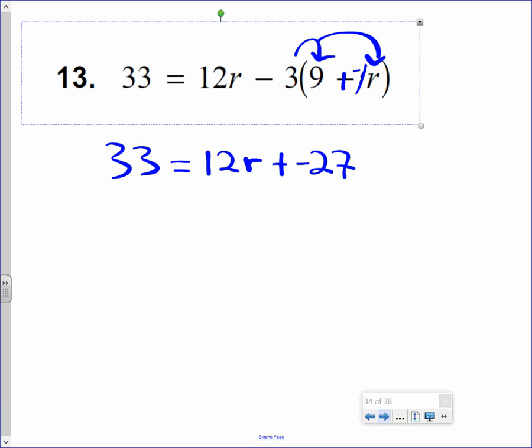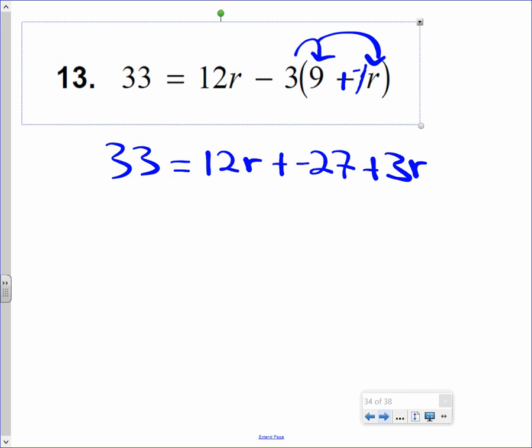Negative 3 times negative 1 is going to be a positive 3r. Don't forget the r. Some of you forget attaching that variable. Are we done with step 1? You sure? We're not done with step 1. There's still something we can do. What can we do there? Beautiful. Thank you so much.